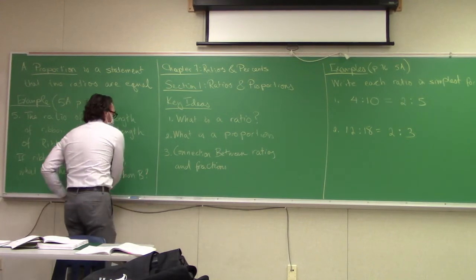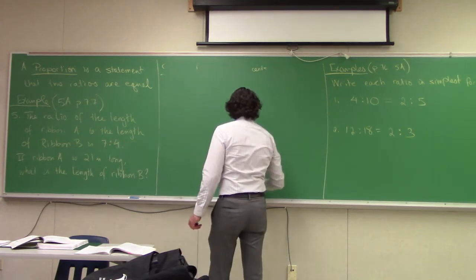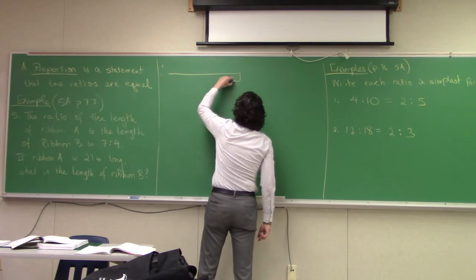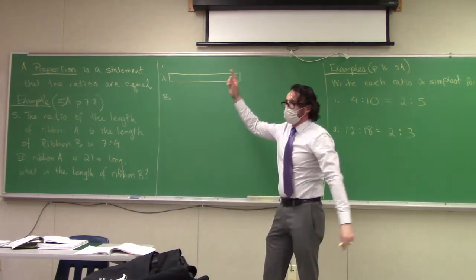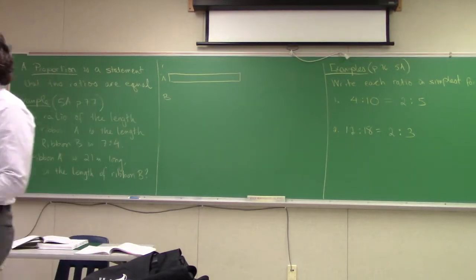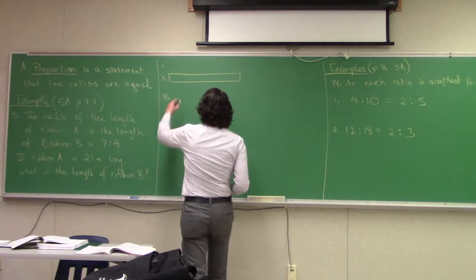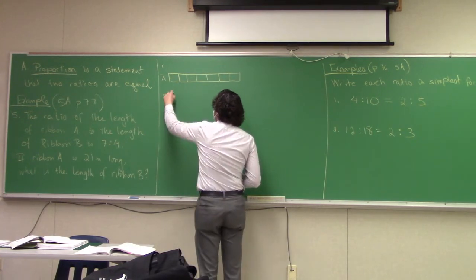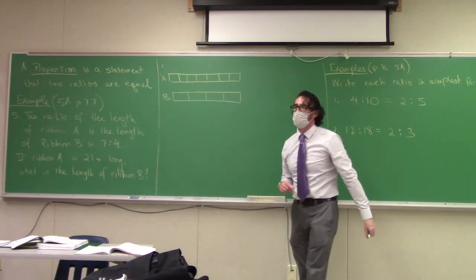Okay, so word problem. Ribbon A there, ribbon B here. Okay, how many segments should I break ribbon A up into? Okay, 7 segments. And how many segments should I break ribbon B up into? 4. Okay, now, 1, 2, 3, 4, 5, 6. Okay, and should I do this? Is this a good picture? No, not a good picture.